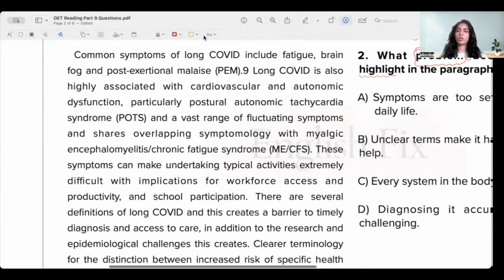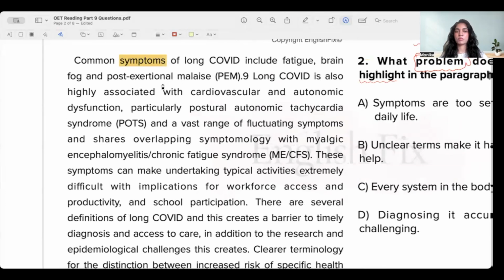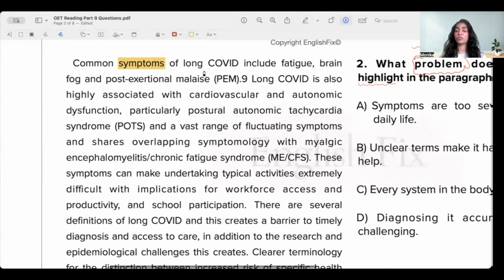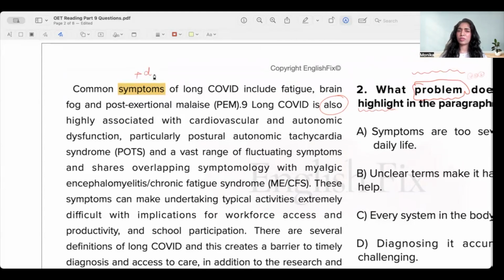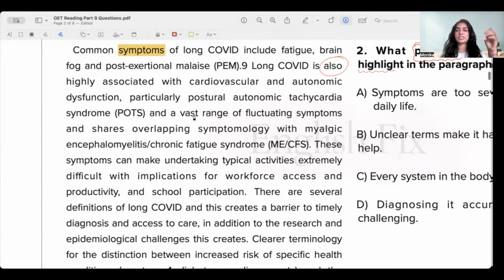Common symptoms. I automatically know that symptoms are problematic. Well, they haven't called it a negative thing, but I know that symptoms are negative. Common symptoms of long COVID include fatigue, brain fog, and post-exertional malaise. Okay, these are symptoms. We have already highlighted that. Long COVID is also associated with, once again, symptoms. They are telling me cardiovascular and autonomic dysfunction. So not just symptoms, actually they are talking about diseases as well, right? So disease and symptoms, they're telling me particularly this, and a vast range.